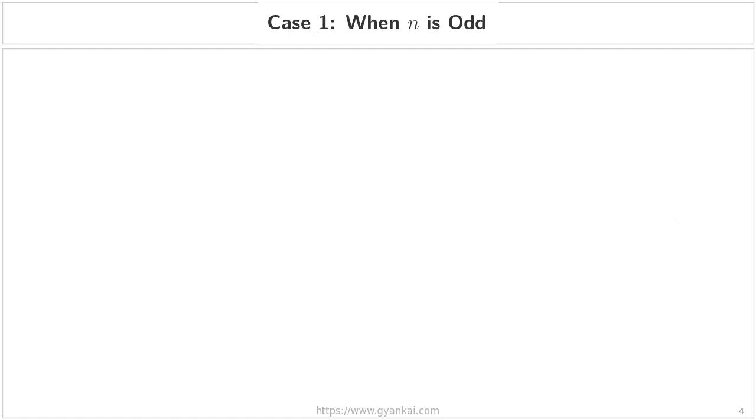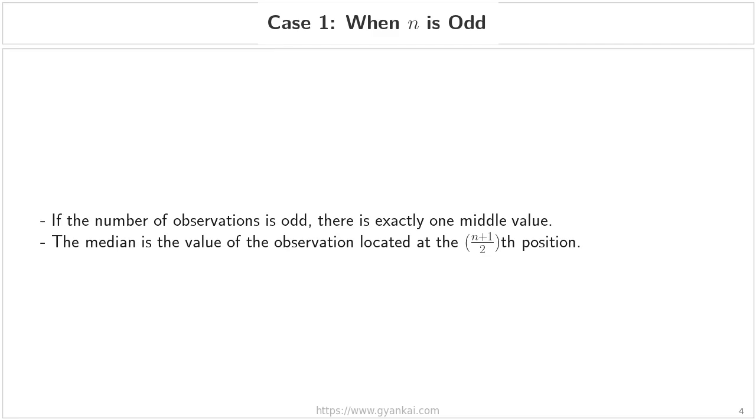Case 1, when n is odd. Case 1, when the total number of observations, which we call n, is an odd number. In this situation, finding the median is quite straightforward because there is exactly a middle value that splits the data perfectly. To find this value, we use a specific formula to locate the position of the median, which is the quantity n plus 1, all divided by 2, and then we look for the observation at that resulting position.